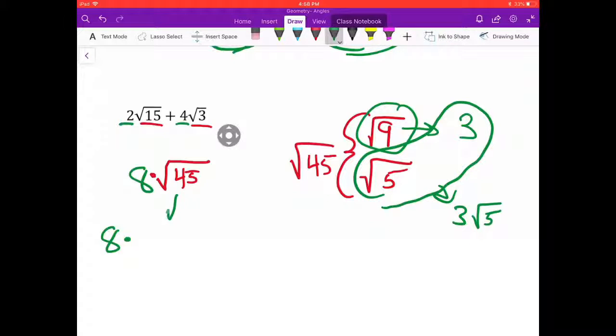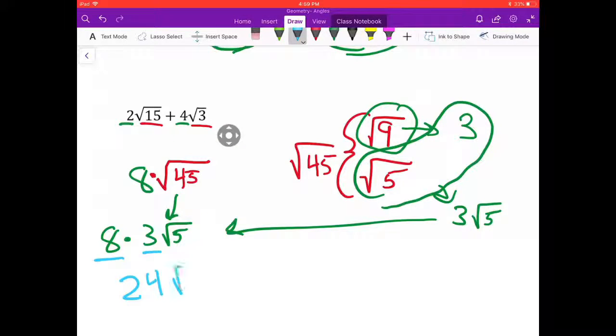Now I've got to take that and put that back into this equation, and now I have 8 times 3 radical 5, and just as we said before, we can multiply what's on the outside. So 8 times 3 is 24, and the radical 5 stays the same.